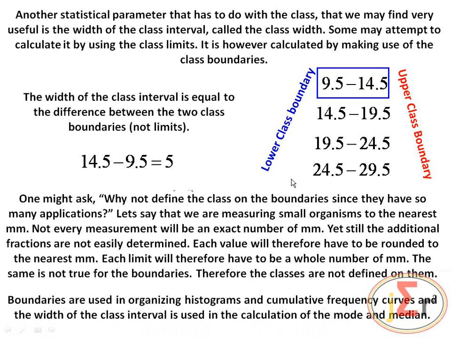Boundaries are used in organizing histograms and cumulative frequency curves, and the width of the class interval is used in calculation of the mode and median. So we are just giving some more information. Those are not necessarily used, like the width of the class interval, to determine the mode and the median, not at the CSEC level, but we are saying that they have their application in future work in mathematics.